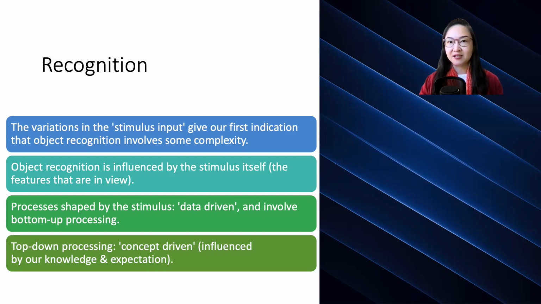On the other hand, top-down processing is concept-driven. It is influenced by our knowledge and expectation. That means in top-down processing, we see things based on our own knowledge and thoughts or experience.